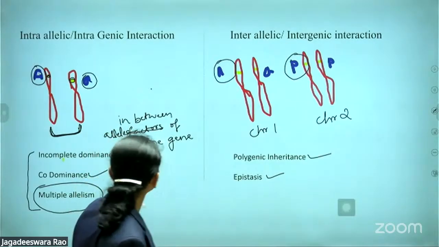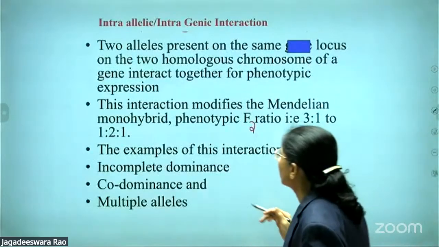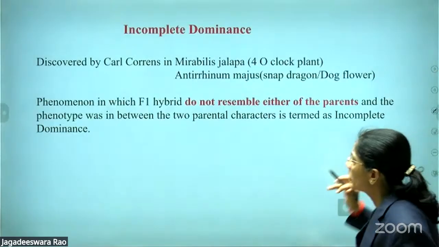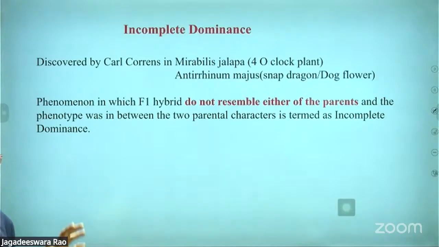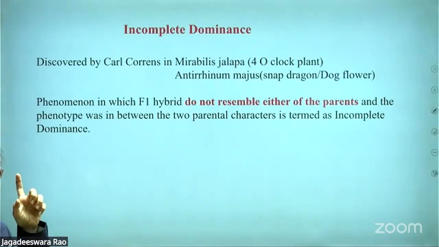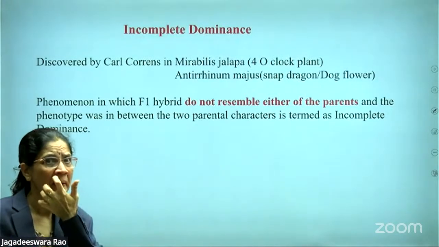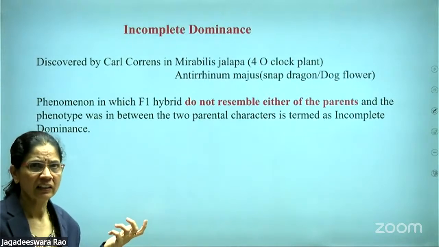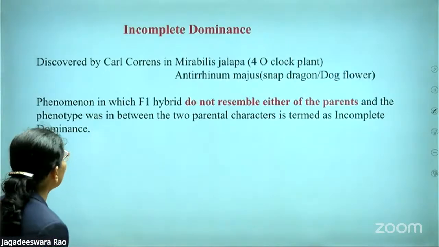Okay, now let us start with the first concept, that is incomplete dominance. This is the thing I already told. So we are going into the topic incomplete dominance. See, this is studied by Carl Correns. Now you can recall what I said in the previous class. I said Mendel's findings were rediscovered by three scientists. Yes, you know de Vries, Tschermak, Carl Correns. These all three scientists you know.